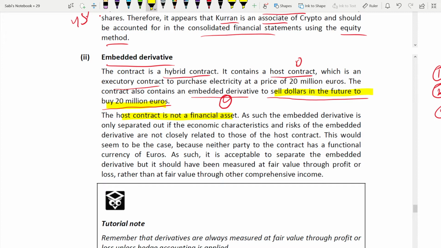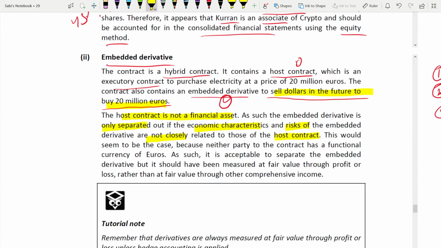Let us go. Because you need to know whether it's a financial asset or not in order to decide whether you have to separate it from the embedded derivative or not. So an embedded derivative is only separated if the economic characteristics and the risk of the embedded derivative are not closely related to the host contract. That means the risk is different and the economic characteristics are different between the host contract and the embedded derivative.